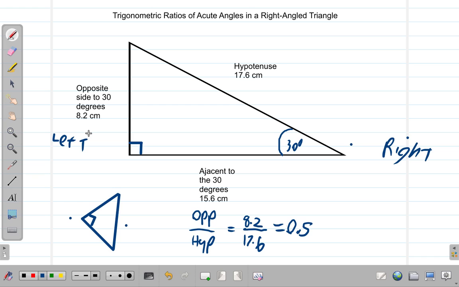Now, suppose we look at this side over here. We can say that this side, compared to the hypotenuse in terms of lengths, is the opposite to 30. No, we did that a while ago. Let's try the opposite and the adjacent. The opposite divided by the adjacent in this case is 8.2 divided by 15.6, which is going to be 8.2 over 15.6.